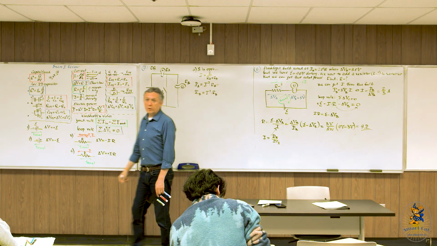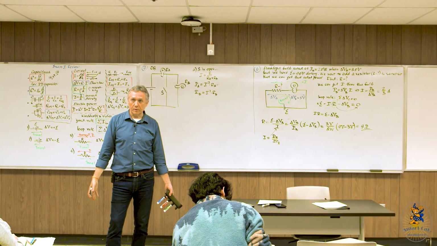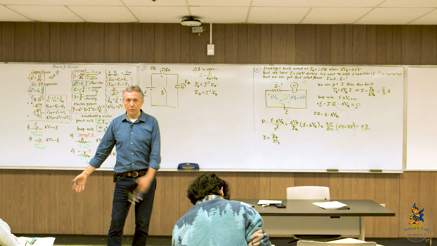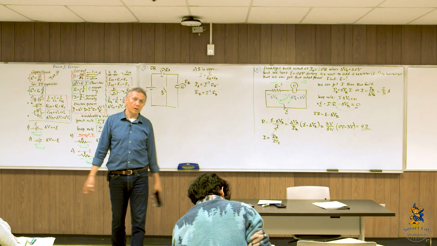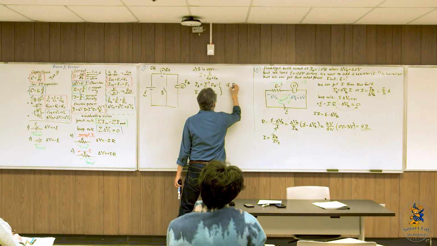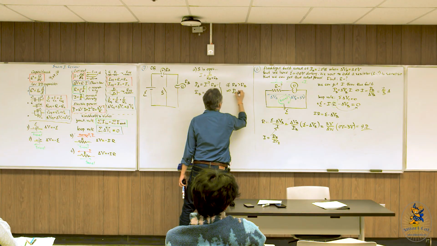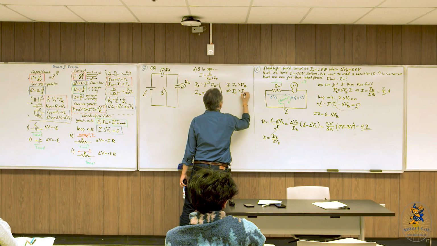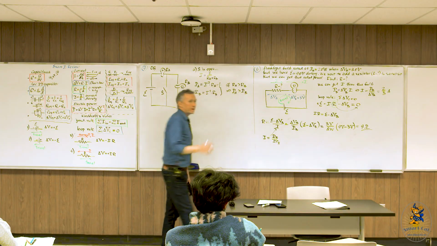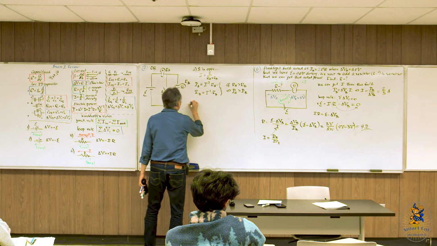So pretty much, which bulb is going to generate more light depends on the resistance. The bulb with the larger resistance is going to produce more light. For example, if RA is larger than RB, then the power through the bulb A will be larger than the power produced by the bulb B. Just simple analysis. Okay, now part B.